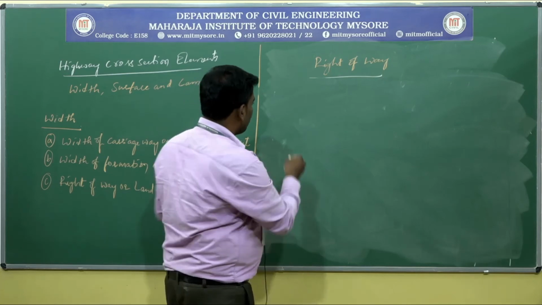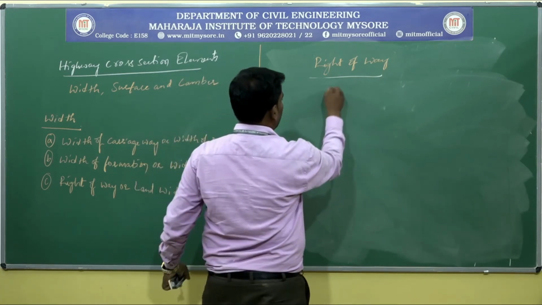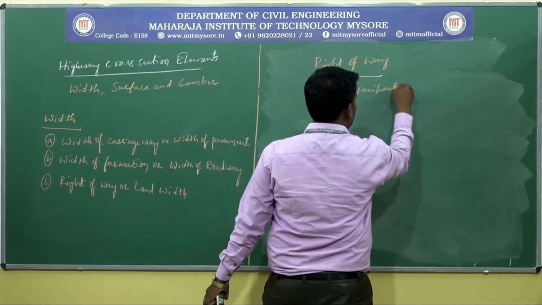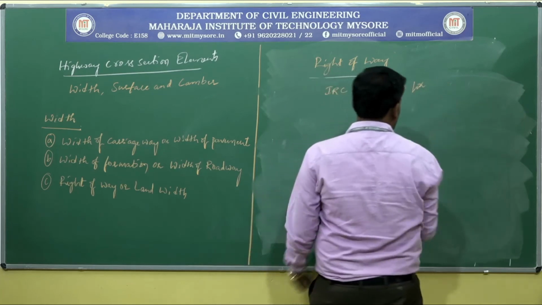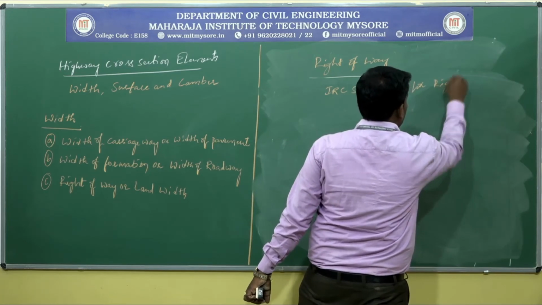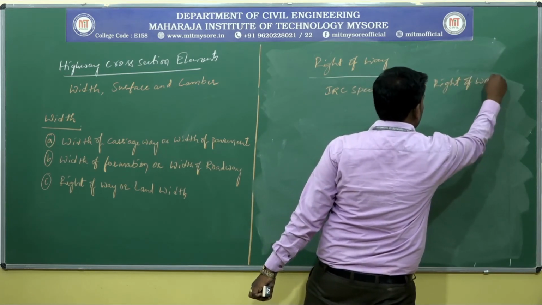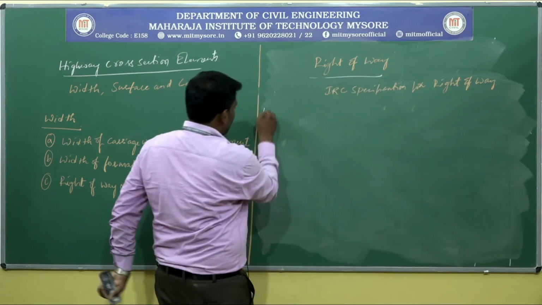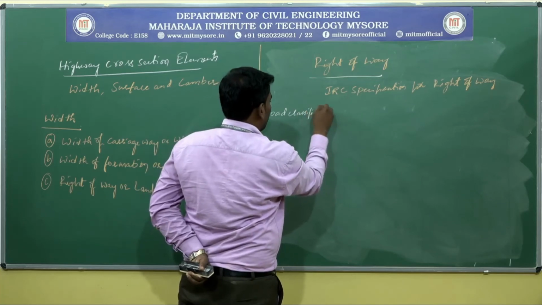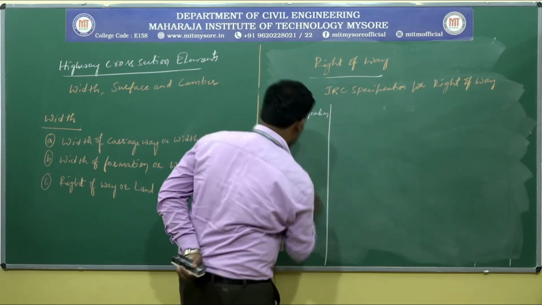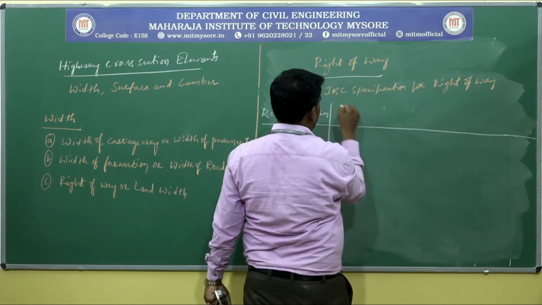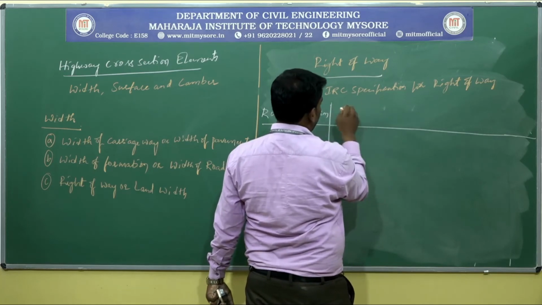This is right of way. IRC specification for right of way. Okay, first one is road classification. And next one is right of way.